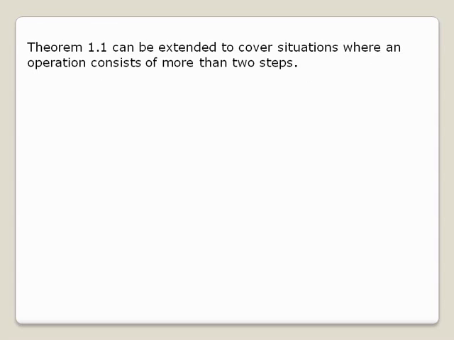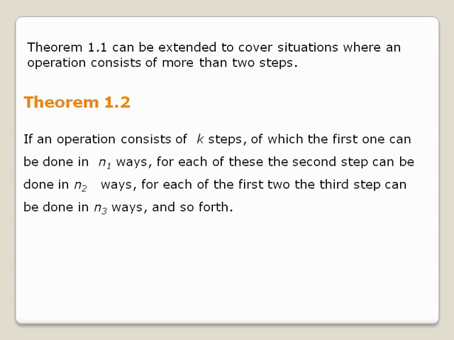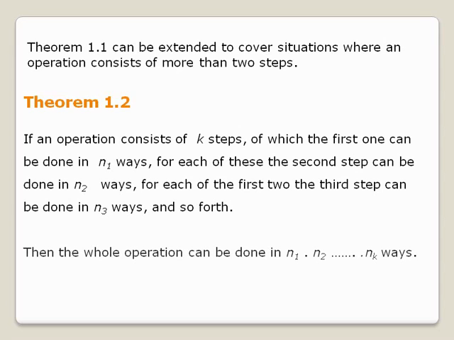We can extend the theorem if there are more than 2 steps in our operation. Theorem 1.2. If an operation consists of k steps, of which the first one can be done in n1 ways, for each of these, the second step can be done in n2 ways. For each of the first two, the third step can be done in n3 ways, and so forth. Then the whole operation can be done in n1 times n2 times n3 all the way up to nk ways.